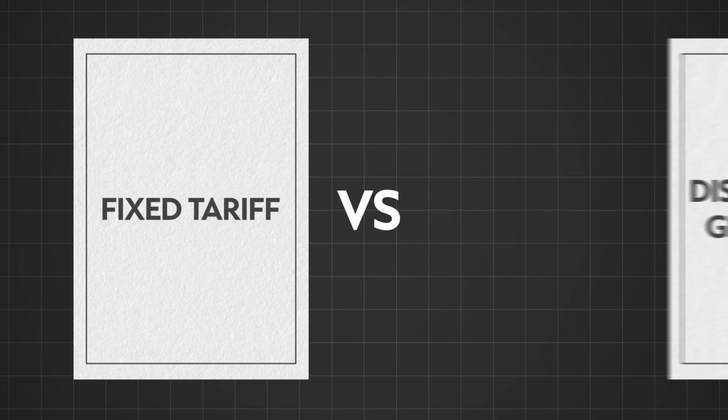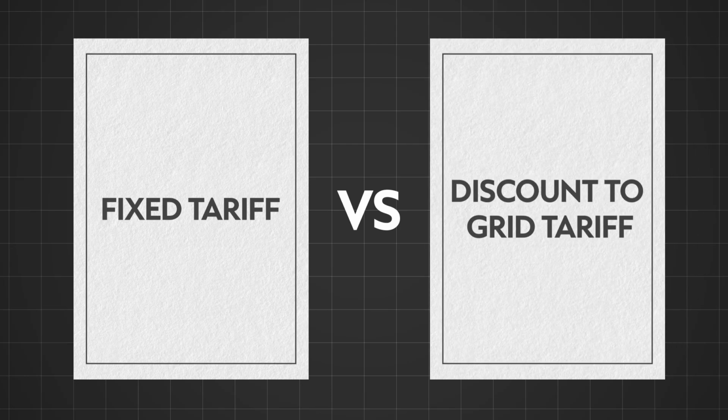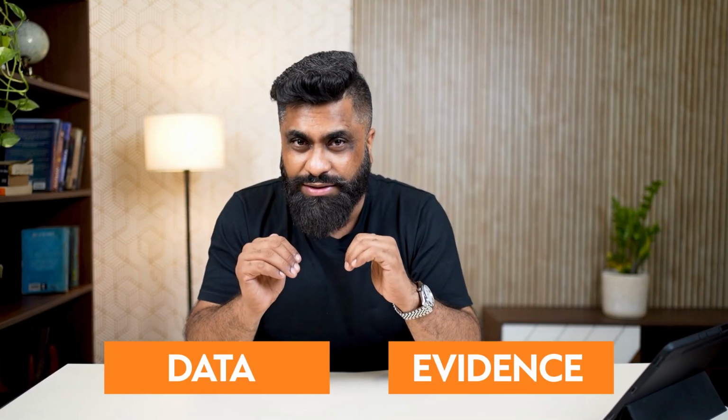In this video, I'm going to decode for you choosing between the fixed tariff option versus the discount to grid tariff option in a scientific framework, so that when you are in this situation, you're able to decode for your board precisely with data and evidences which is the right structure for you. So stay till the end of this video, because you're going to get a lot of value from this video.